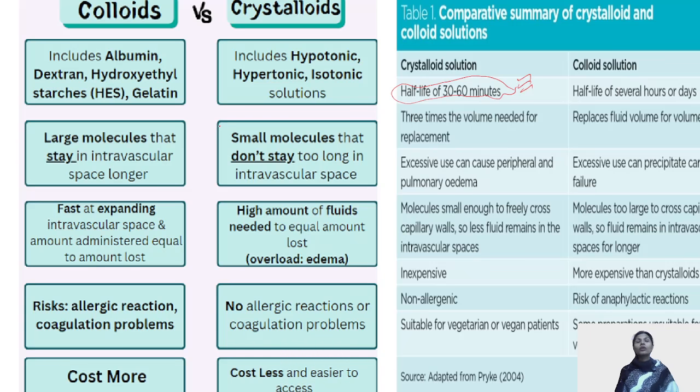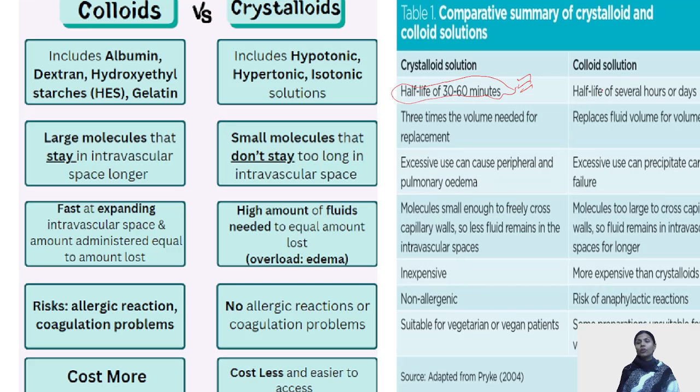When we come back to the colloids, colloids are high molecular weight and thus they remain intravascularly for a long period of time in comparison to crystalloids. They are fast at expanding the intravascular space, and they are at 1:1 ratio to the blood. That is, if 10 ml, 20 ml of blood loss has been there, then 10 to 20 ml of colloid has to be given. There are more chances of allergic reaction using the colloids, the coagulation profile is also deranged by the colloids, and it is more expensive also.